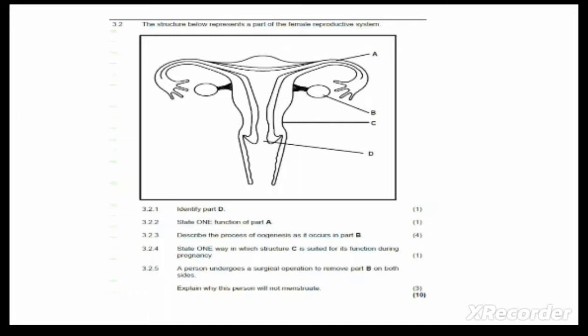State one function of part A. It is a site of fertilization, or you can say it is a site of zygote division, or the transfer of the ovum to the uterus.